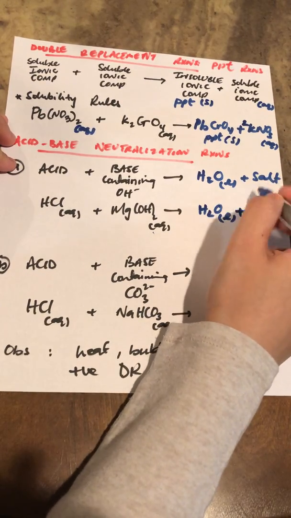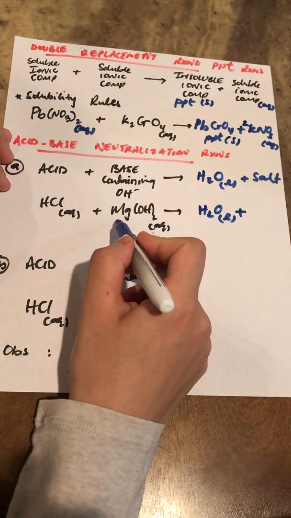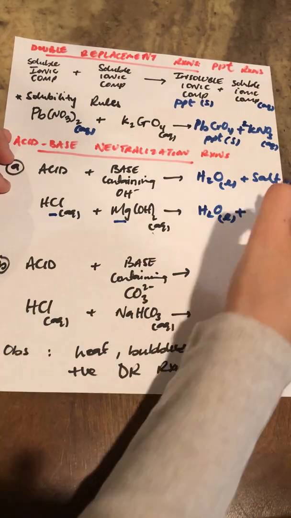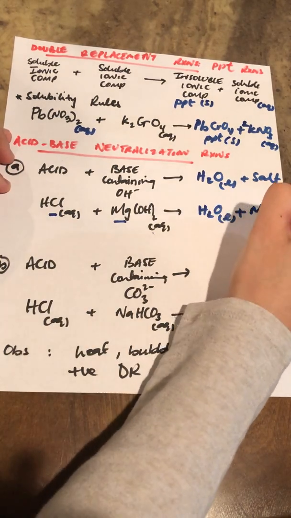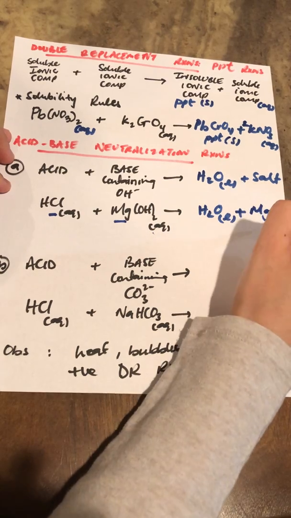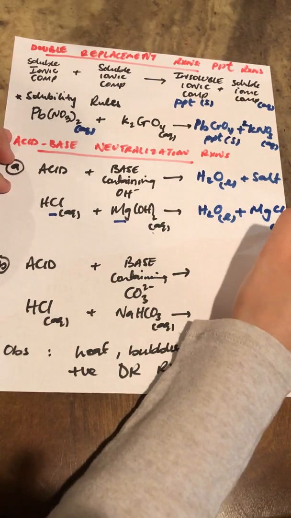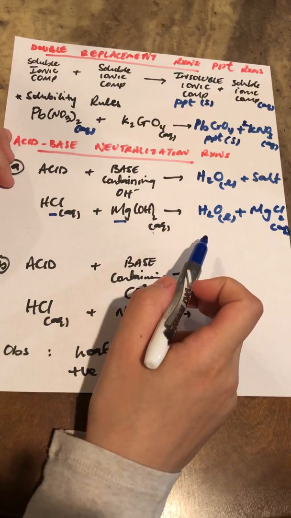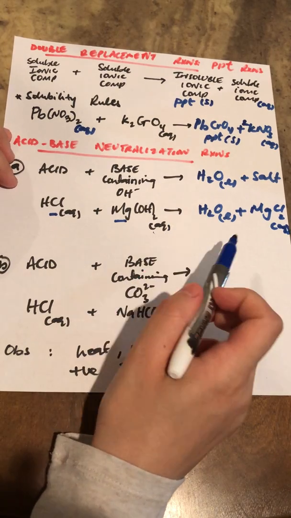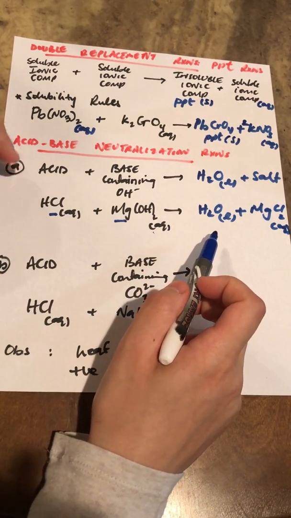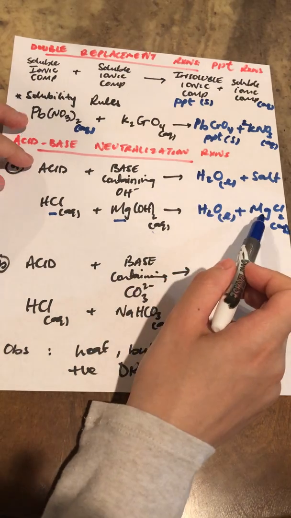And then the salt that gets generated is going to be the magnesium chloride. Okay, so we're going to produce magnesium chloride as our salt. Now the other thing we need to do over here is again to balance. So we're going to start with our metal.